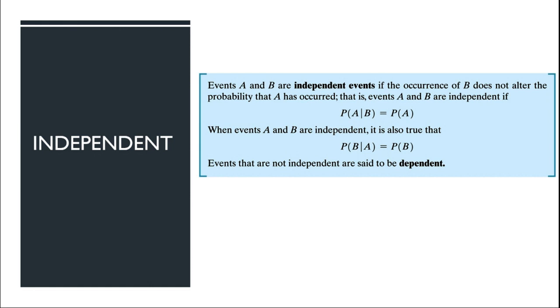Events A and B are independent events if the occurrence of B does not alter the probability that A has occurred. That is, even given a condition, the probability is still the same.